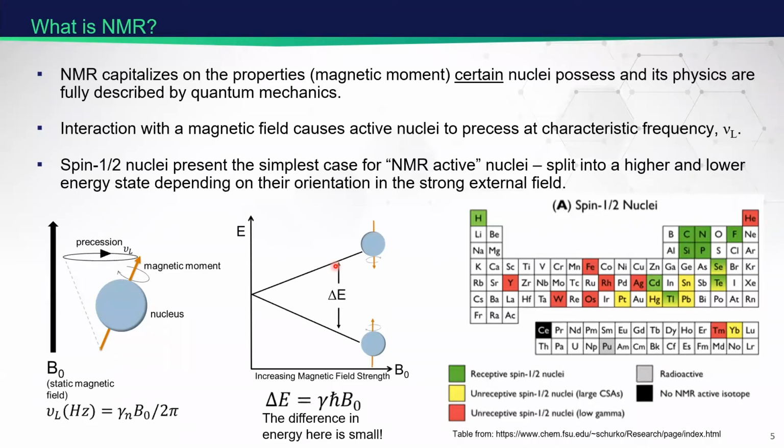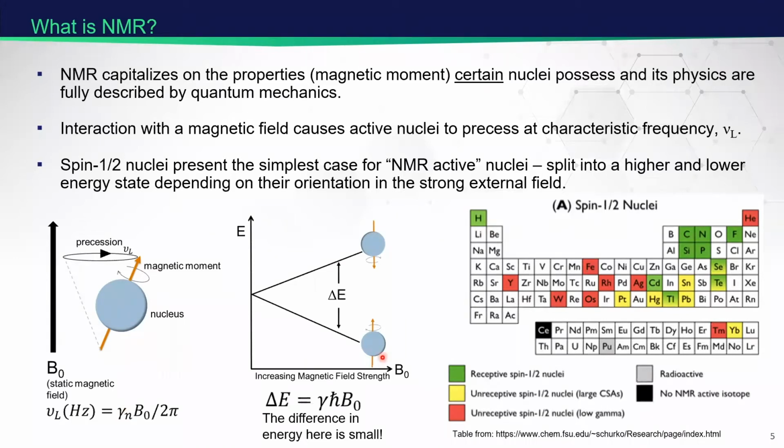So what happens in NMR with these magnetic moments is if you put them in a strong external magnetic field, they'll experience a torque and begin to precess at a characteristic frequency. And it depends on this constant here, which is isotope specific, and so it's different for every NMR active nucleus. Additionally, the otherwise degenerate spin states for these nuclei are split when they get put in a strong magnetic field, and it depends on the orientation of these magnetic moments in the field.